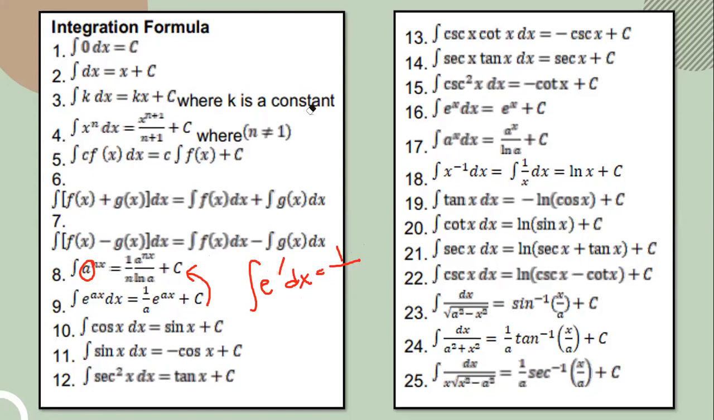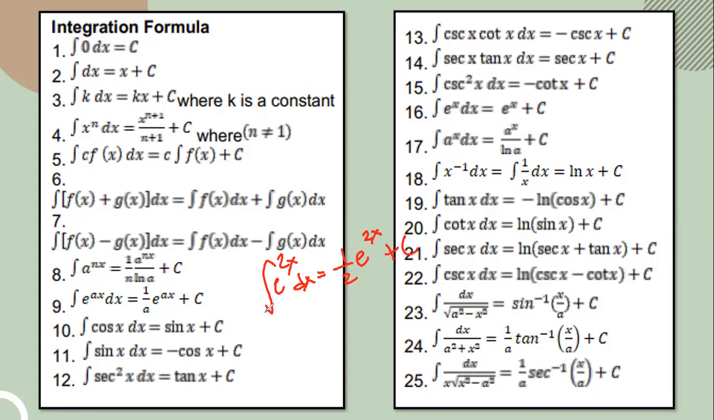palitan natin yung a ng 2, for example, 2x, raised to 2x. That will be 2 ln of e, then copy e raised to 2x. Then ln of e is cancelled out or is equal to 1. Okay, that's why ganito lang yung naging formula niya. Wala nang naging ln e. So, laging 1 over a times e raised to ax. So, integral of e raised to 2x dx is equal to 1 half e raised to 2x plus c.